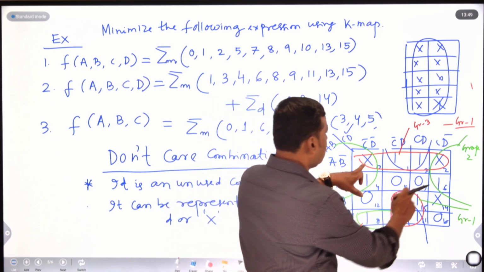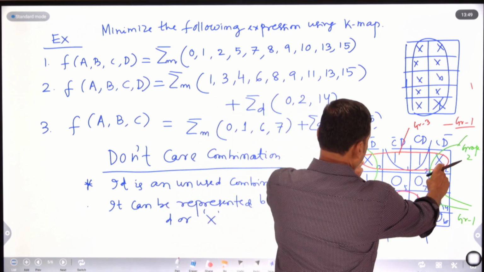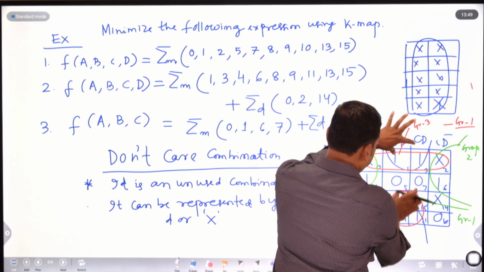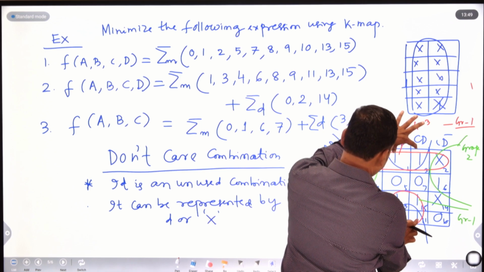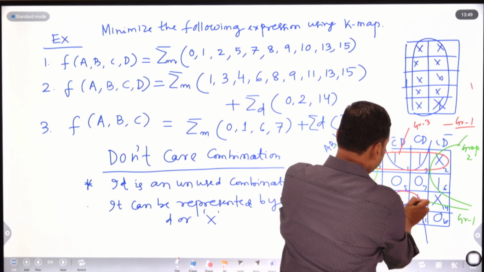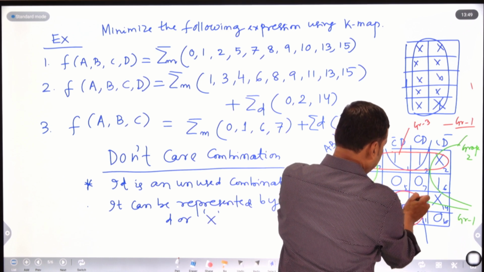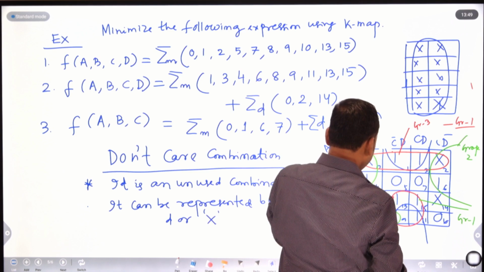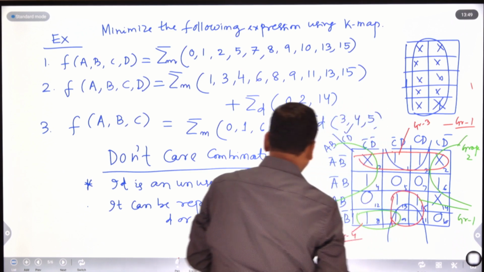This don't care, two don't cares, I can combine with these two don't cares, and can form a group with this quad. Okay, even though these two 1s can be combined with these two 1s to form a quad, this 2 1 is left out. So with this 2 1 I can form a quad. So there are 3 quads and 1 pair.